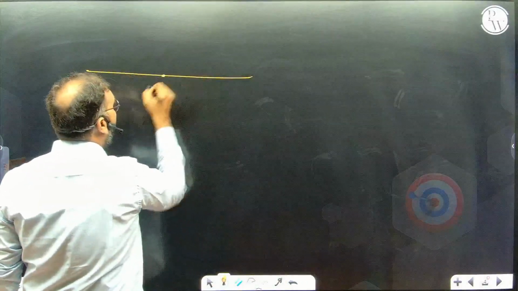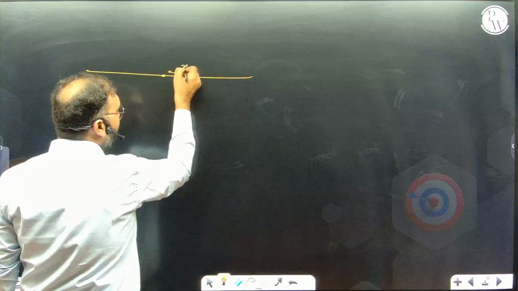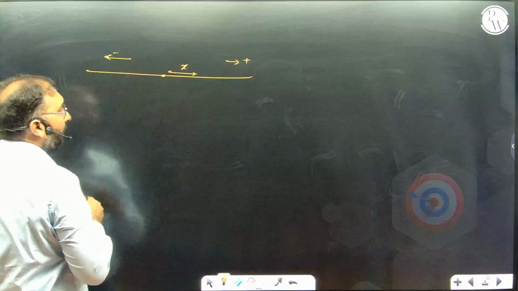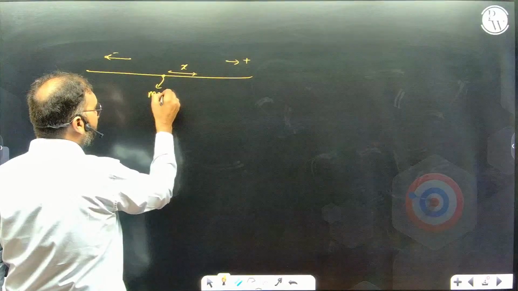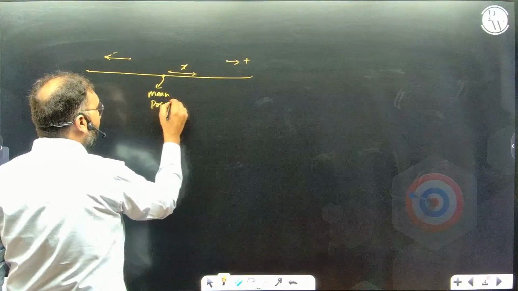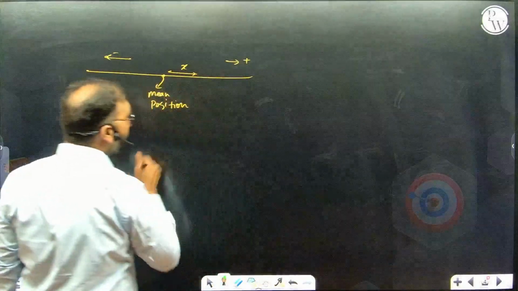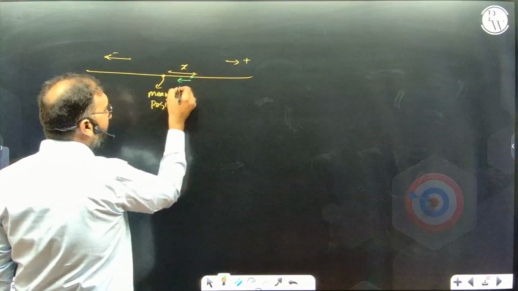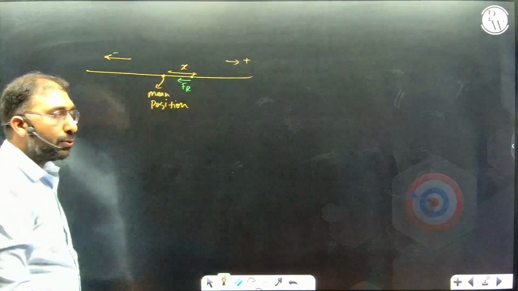Now when this particle is displaced toward the right side by a small displacement x, I'm considering this direction to be positive and this direction to be negative. So when this particle is displaced toward the right side from its mean position, immediately a restoring force will start acting on it. When the particle is located here, the force will be acting toward the left-hand side, toward the mean position, and we will call this the restoring force.